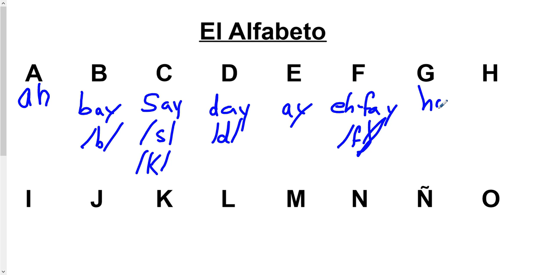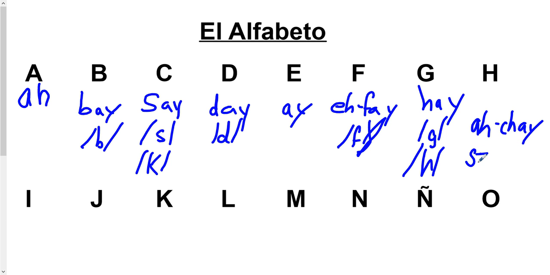Hey. Repite, hey. It can be a G sound in front of A, O, or U. Otherwise, it's an H sound. Buena. Gemelo. H. The name of H is H. And you all should know by now that H is silent. We don't say hola with an h sound, we say hola. Bien.